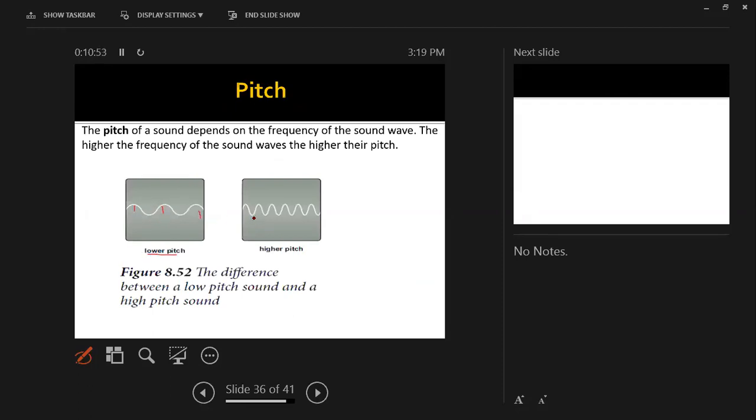But when you come over here, there is more frequency. As you see, at the same time there are more waves over here. So that means the frequency here is higher than here. That's why we are going to see a higher pitch here than here. This part is going to be higher than this one.